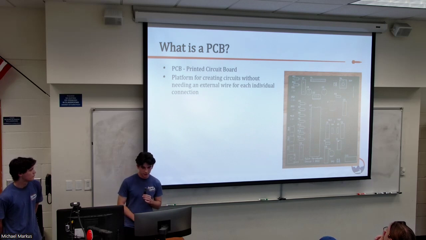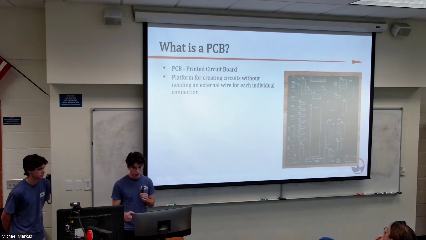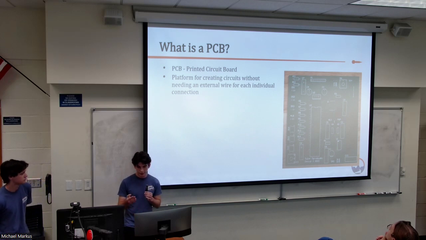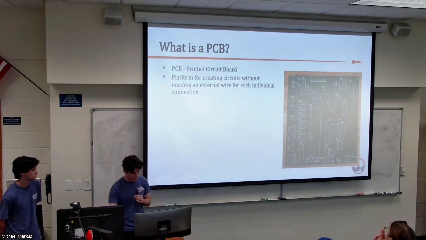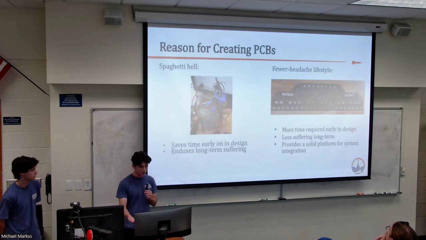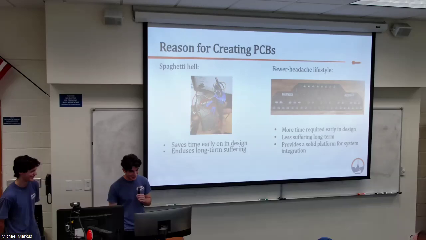What is a PCB? As the slide says, it's a platform for creating circuits without needing external wires for each individual connection. On a PCB, it's basically copper traces, which act as your wires in multiple layers with insulation on top, and that allows the electricity to flow as copper is a conductor. The reasons for this are spaghetti wires.